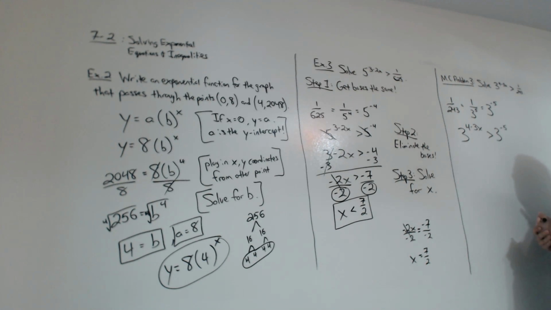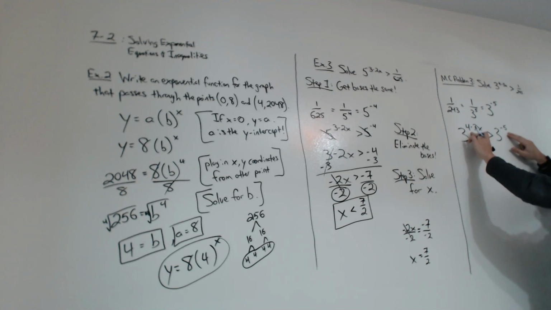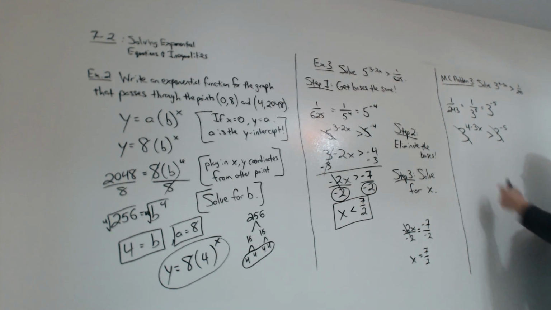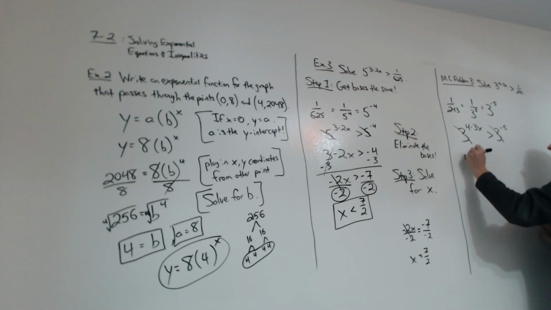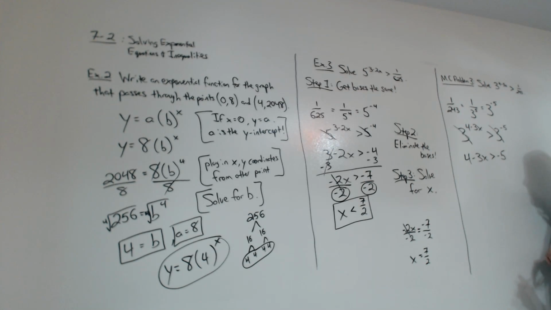All right, this is where these bases aren't really doing much for us anymore. Okay, we've got the same base. Our exponents are simplified. We get rid of those bases, and we write what's left. 4 minus 3x is greater than negative 5. And we want to get that x by itself.